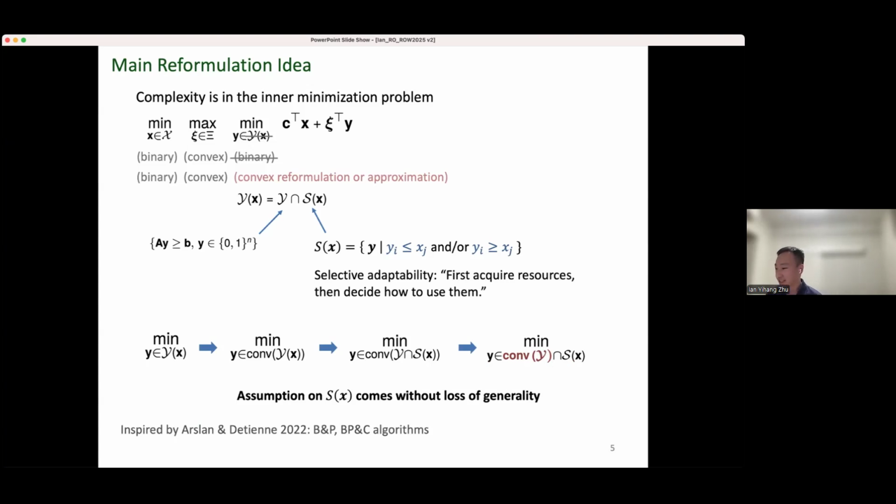And then lastly, I just want to say that this assumption on S of X actually comes without loss of generality. What do I mean by this? I just mean if you were to give me any two-stage robust binary optimization problem, I can always reformulate it in a way where the linking constraints between Y and X look something like this. I'm not going to do that here, but you can check out our paper. You can do this by basically adding a few auxiliary variables. And I do want to point out that a lot of this is inspired by Arslan and Detienne's paper, where they look at formulations like this and this, but instead, they pivot into looking at branch and price and cut.